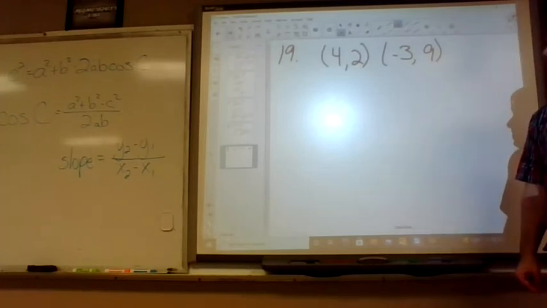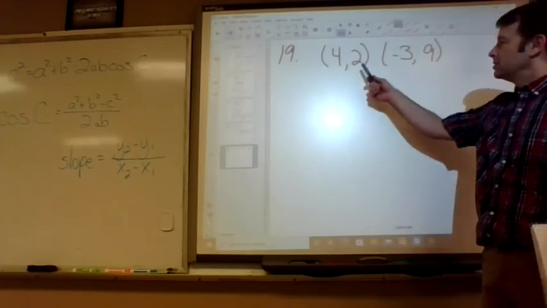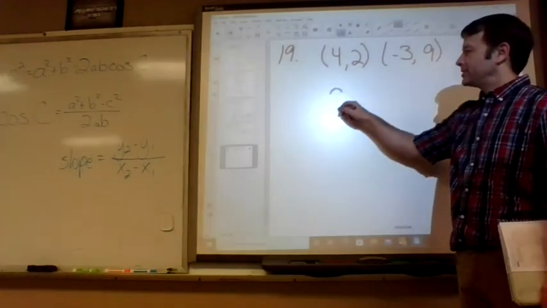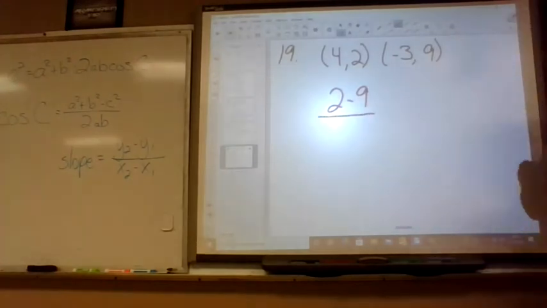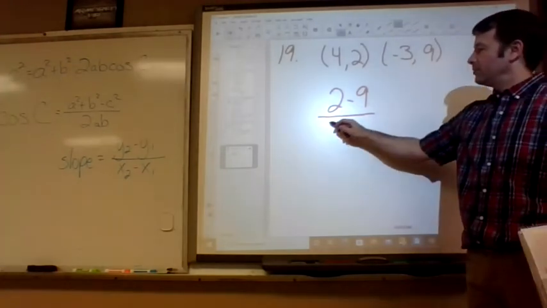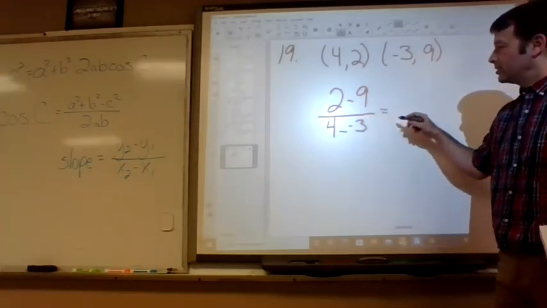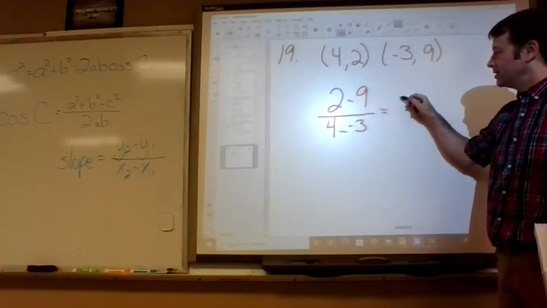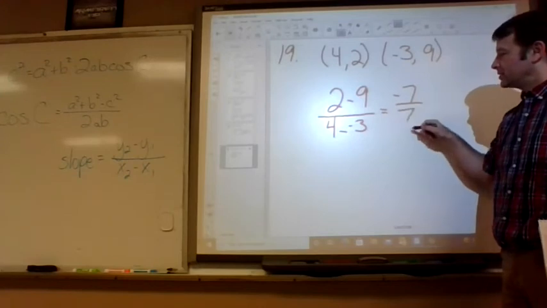So on 19, what should I put on top? 2 minus 9. Do not put the x's on top. If people get it wrong, that's usually what they do. 2 minus 9 goes on top, and 4 minus negative 3 goes on bottom, which is 4 plus 3. What's 2 minus 9? Negative 7. What's 4 minus negative 3? 7. Yeah, it's 4 plus 3.